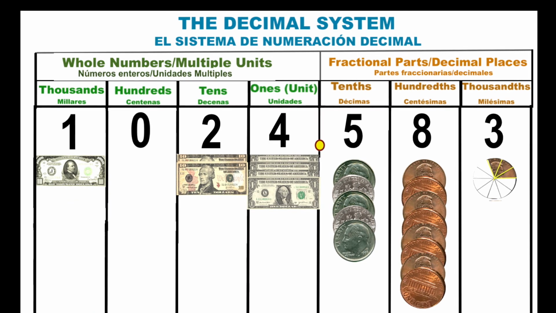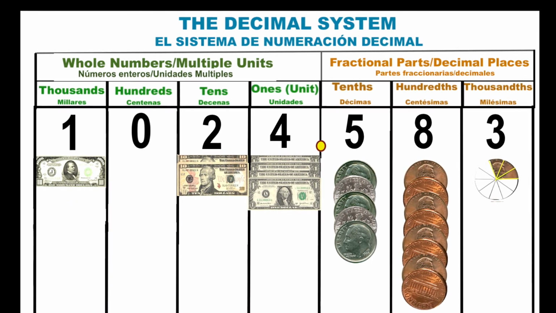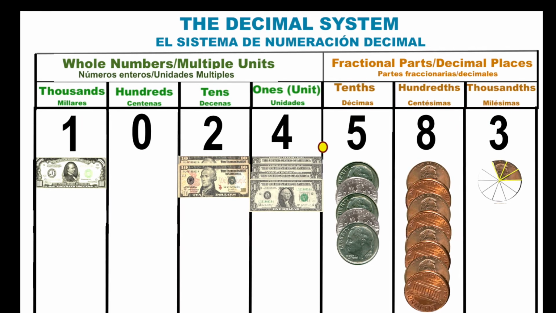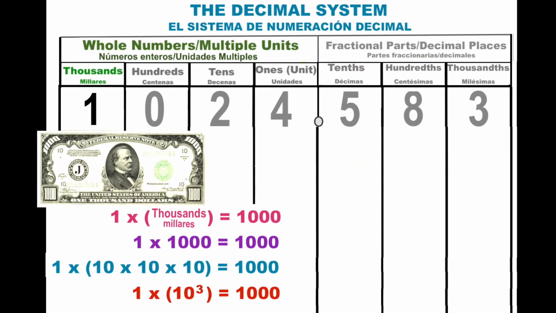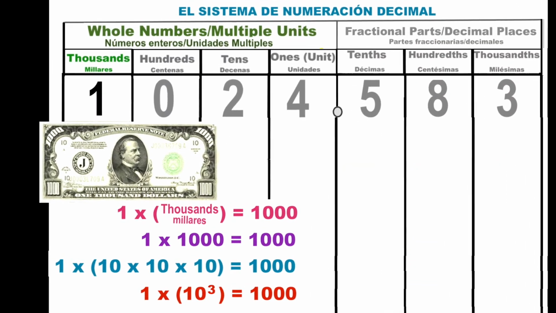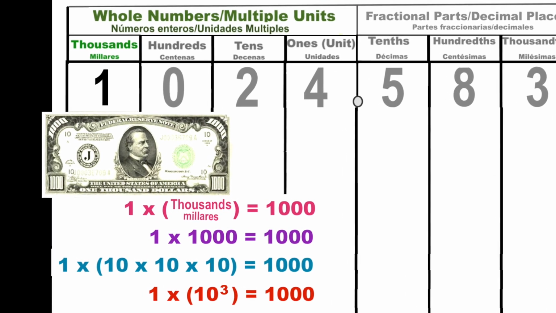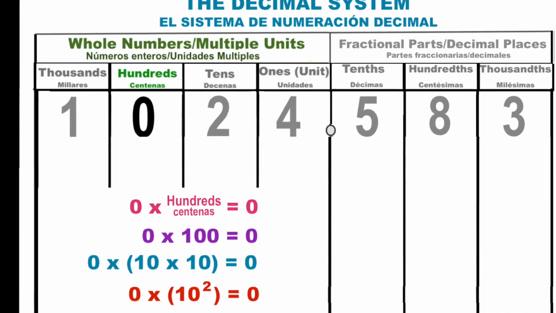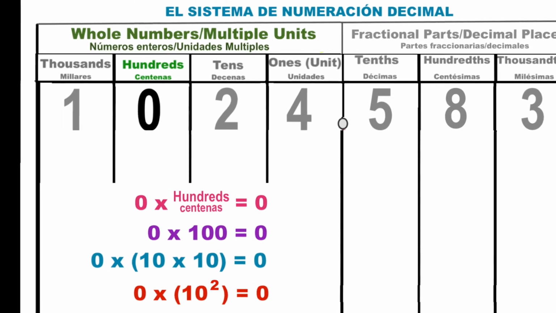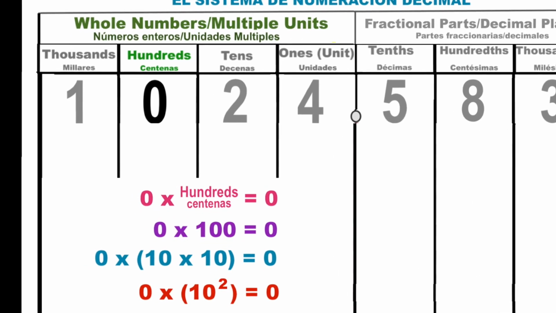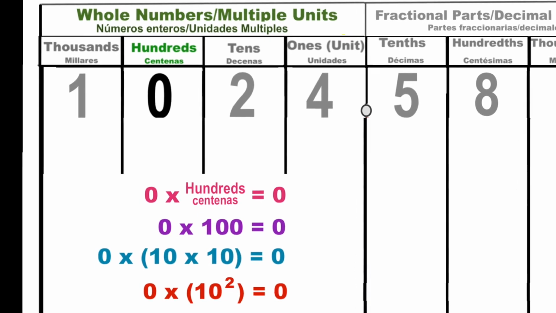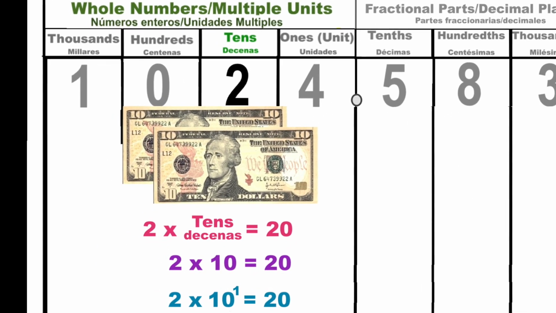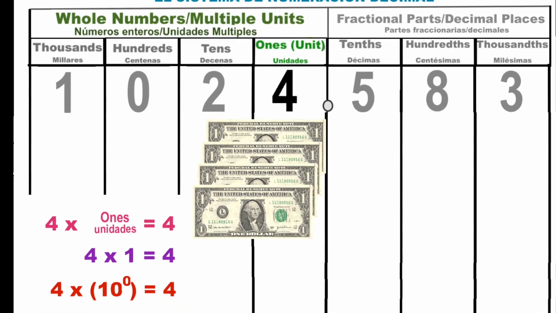The decimal system only uses 10 digits. The value of the digit is determined by its placement. For example, the digit 1 is placed in the thousands place. It holds a value of 1,000. The 0 is placed in the hundreds place. Though 0 holds no value, it serves as a placeholder, so the 1 maintains its place in the thousands. The 2 is worth 2 tens, or 20. The 4 is worth 4 ones, or 4.